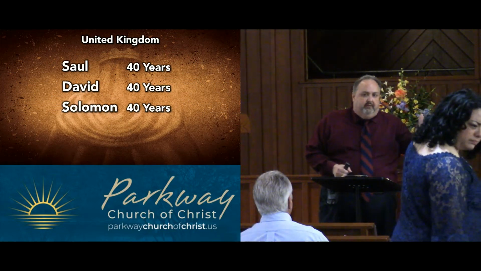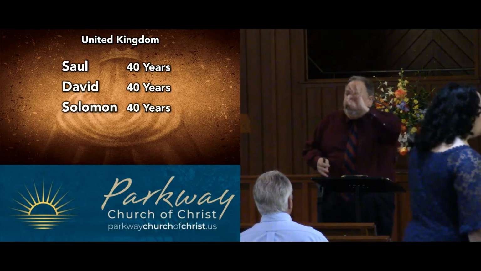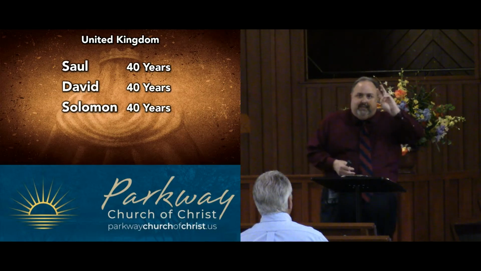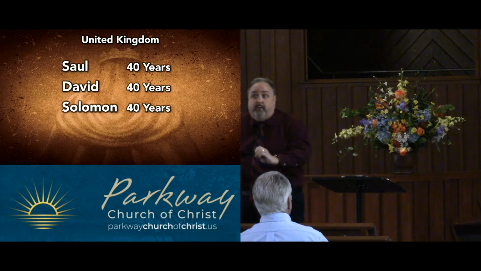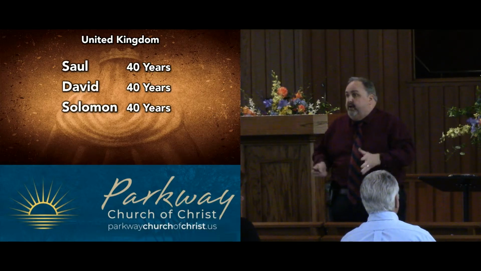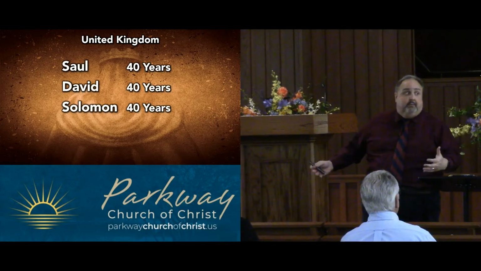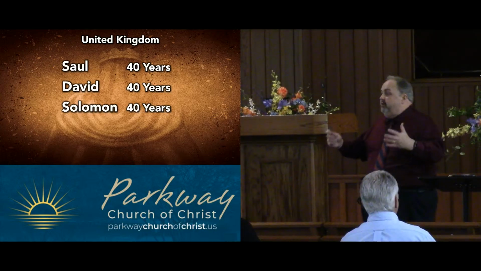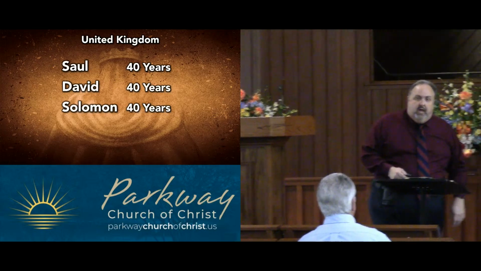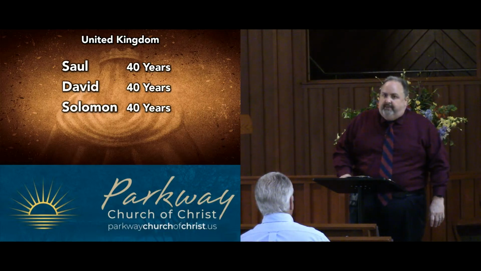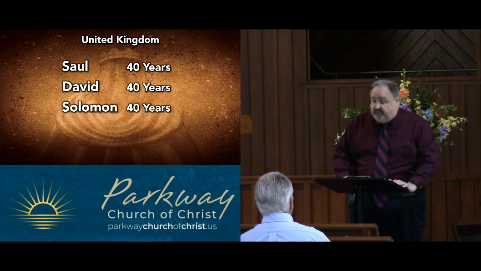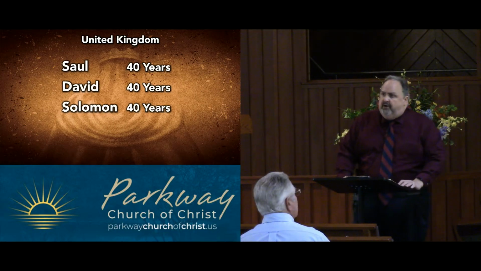But who are the kings of the united kingdom? There are only three of them. Saul, David, Solomon. How many years did they reign? Each one reigned 40 years, which means that the united kingdom lasted 120 years total. What happened when Solomon died? The kingdom split.